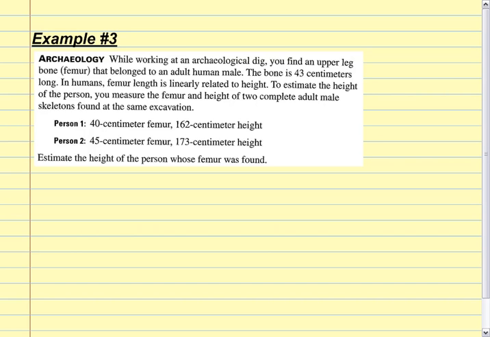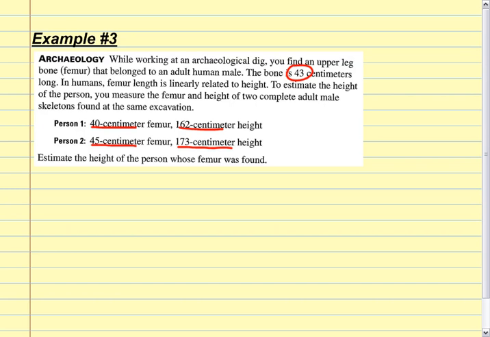To estimate the height of the person, you measure the femur and height of 2 complete adult male skeletons found at the same excavation. Now, for person 1, the femur length was 40 centimeters and the height was 162 centimeters. For person 2, the femur length was 45 centimeters and the height was 173 centimeters. It says, estimate the height of the person whose femur was found. Their femur was 43 centimeters.